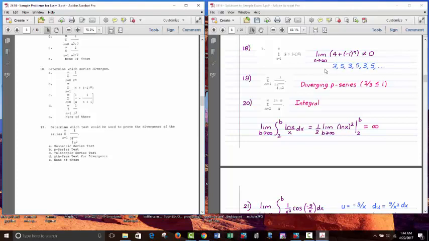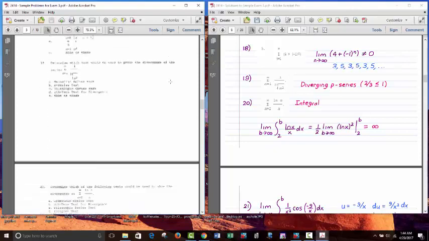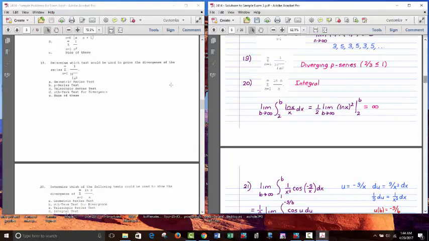As I showed over here, what you have is just terms that are alternating back and forth as you change n: 3, 5, 3, 5, 3, 5. It's never going to approach anything. Not only is it not going to have any kind of limit, certainly not 0. So it definitely would be B. Number 19 is pretty much straight up a diverging p-series, n to the 2/3. 2/3 is less than 1. That's the criteria for p-series divergence.